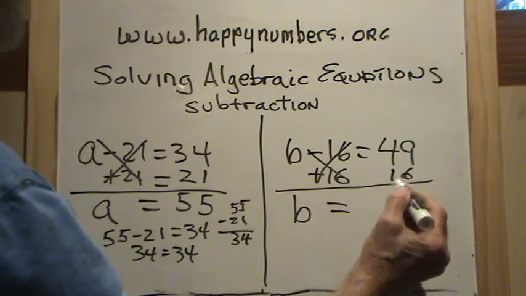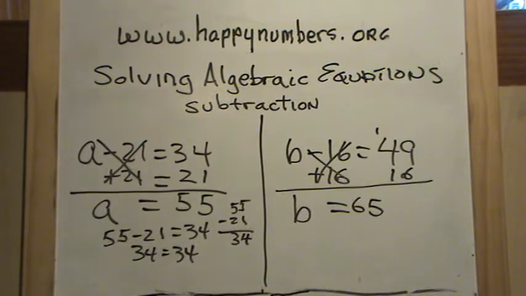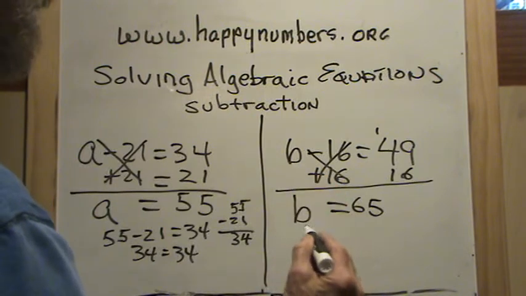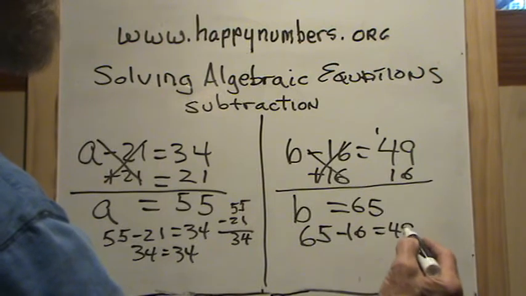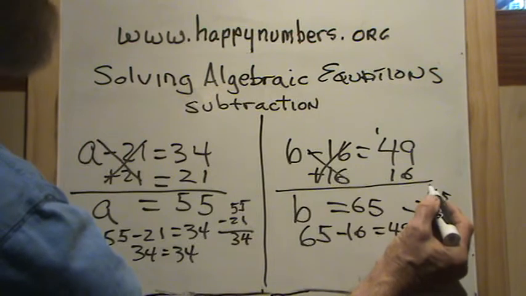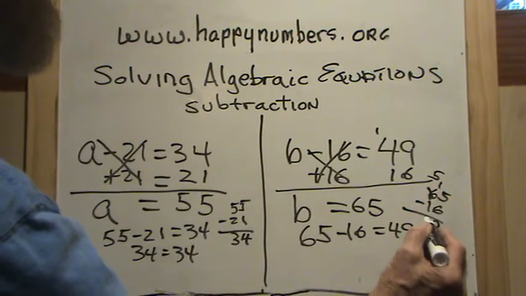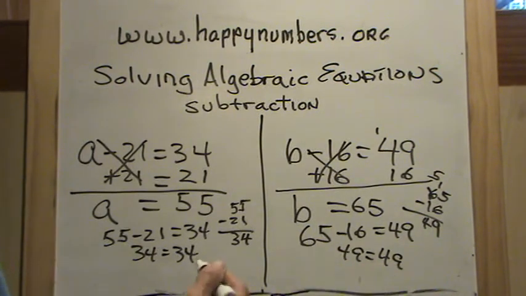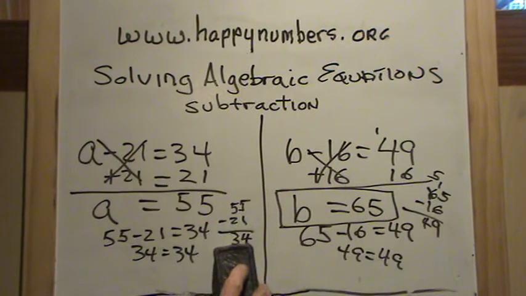That would be 9 and 6 is 15. Carry the 1 would be 65. If I go back to my original equation, B, 65 minus 16 equals 49. Well, let's see, 65 minus 16. Have to borrow a 1, that's 5. So 15 take away that is 9. 5 take away 1 is 4. So 49 equals 49. So my answer is correct. Excellent.